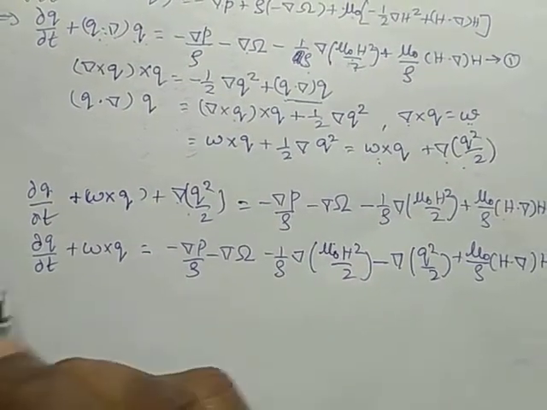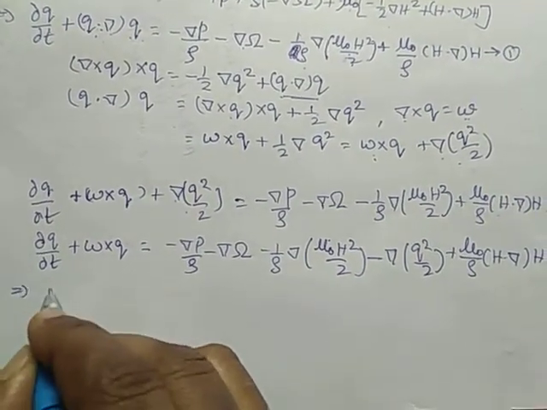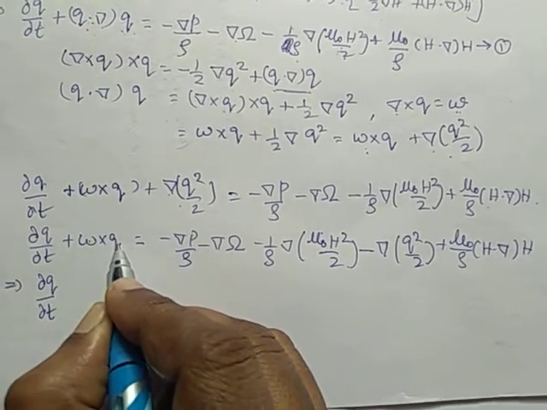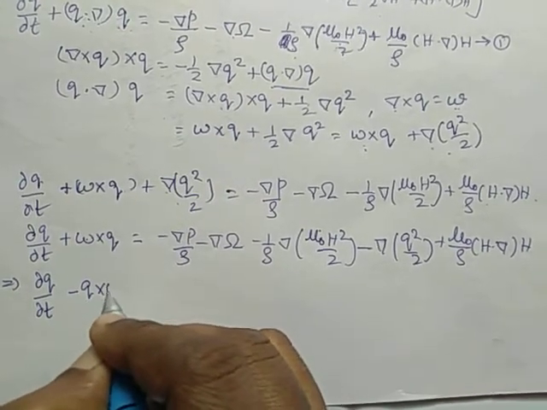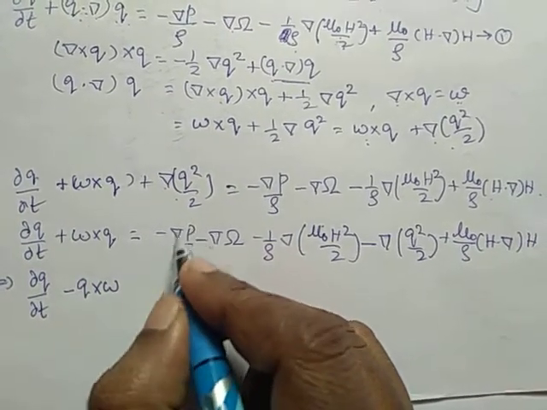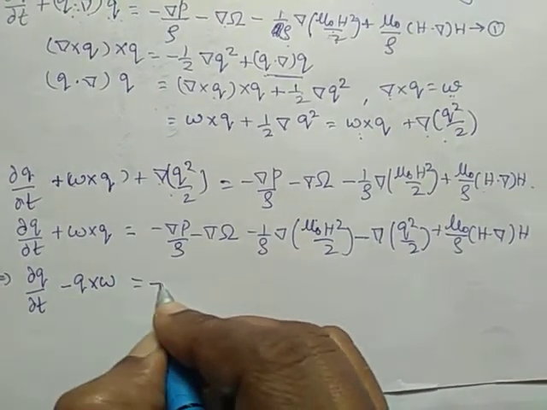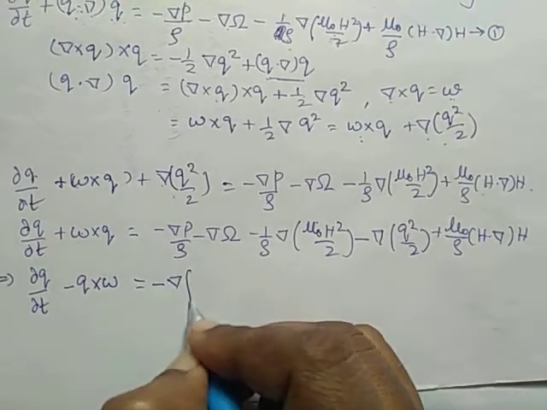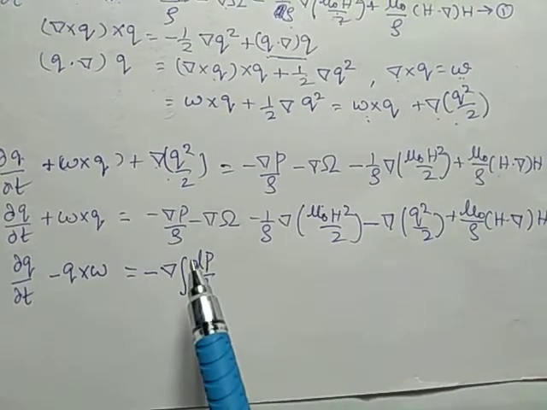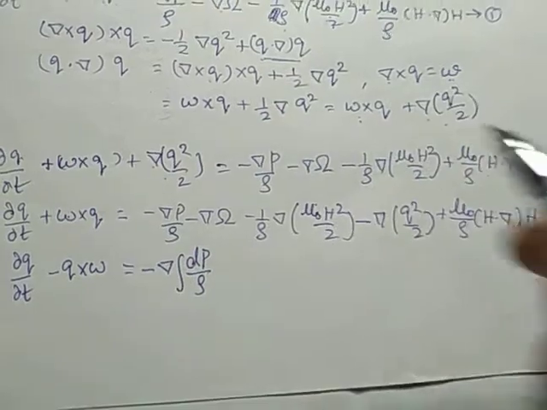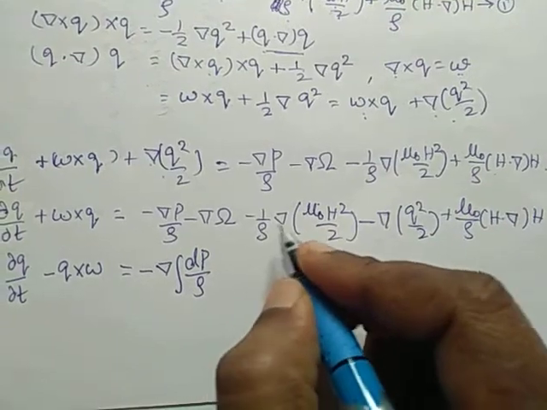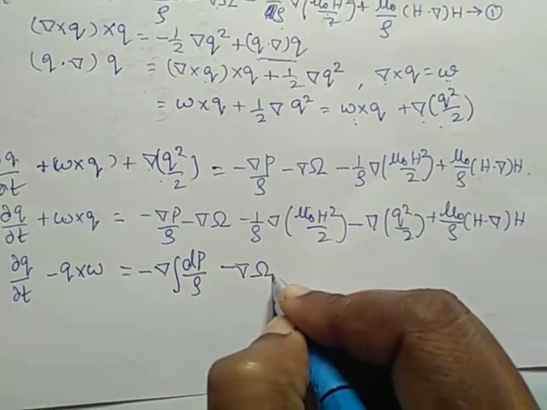Small mathematical simplification. This becomes dou q by dou t remains as it is. Omega cross q can be written as minus q cross omega, since a cross b is equal to minus b cross a. This del p by rho I can write it as minus del of integration of dp by rho. So integral of dp becomes p, minus del omega remains as it is.